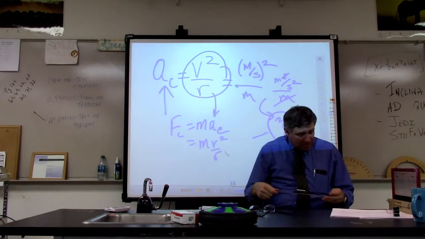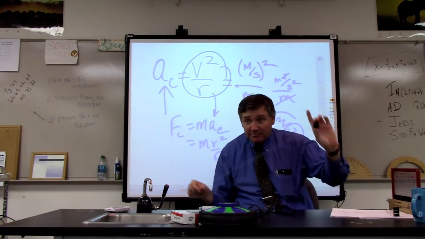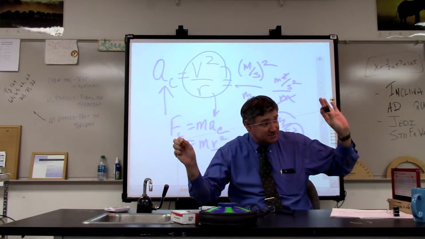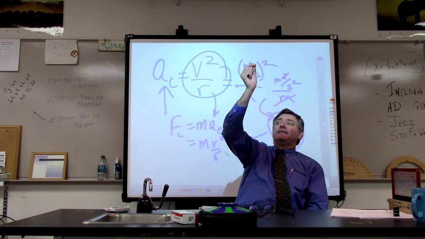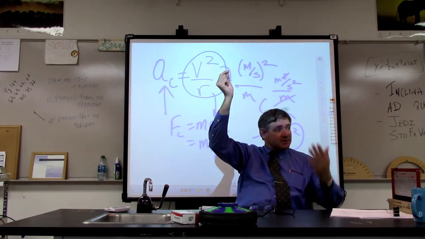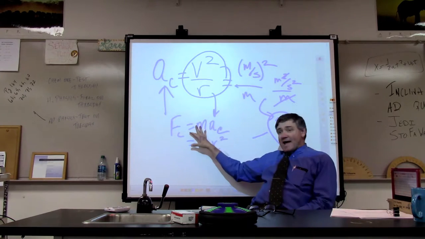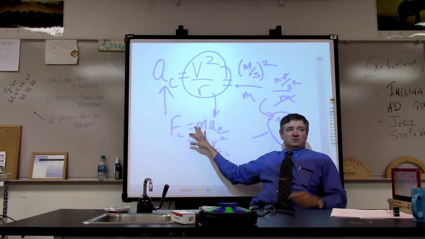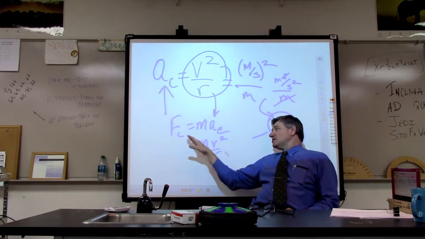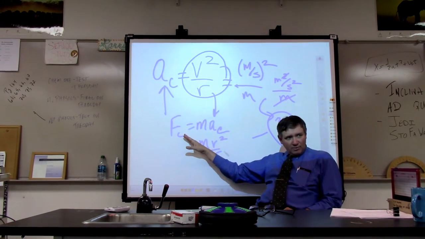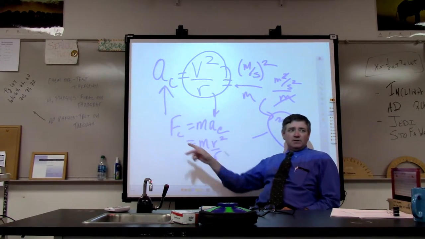Now, I won't do this because it's going to break, but imagine that I take Hank the bowling ball and I tie it to this, and then I go swinging it around. Guess what? Bad things are going to happen because the string can't provide enough force. So, the more mass that you have, the more force that you need. The greater the acceleration, the more force that you need. The greater the velocity, the more force that you need. And if you shrink the radius, you need more force.